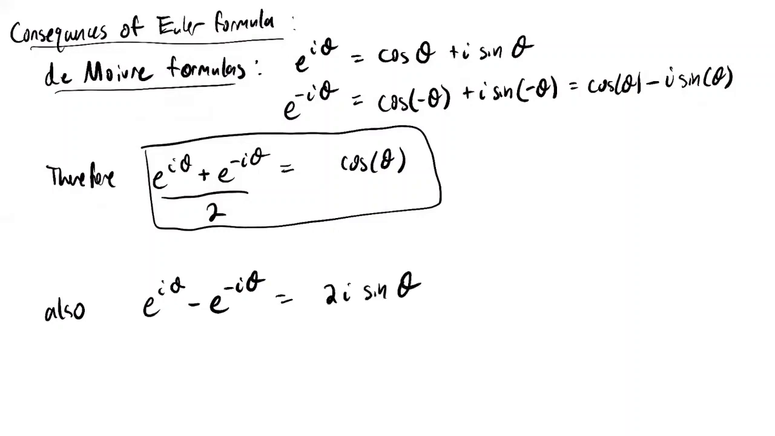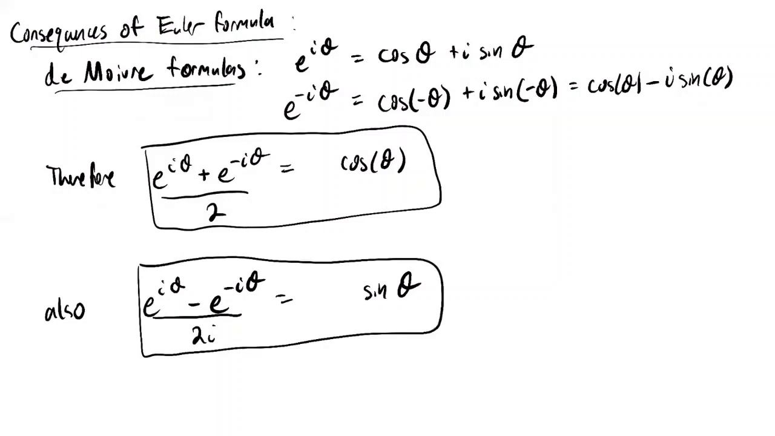So again, I've just subtracted these two lines, one from the other, right? And so therefore, if I divide now, instead of dividing by 2, by 2i, you end up with e to the i theta minus e to the minus i theta over 2i is equal to sine theta, right? And so these two identities, which give you a particular way to represent cosine and sine as complex exponentials, are called the de Moivre formulas.